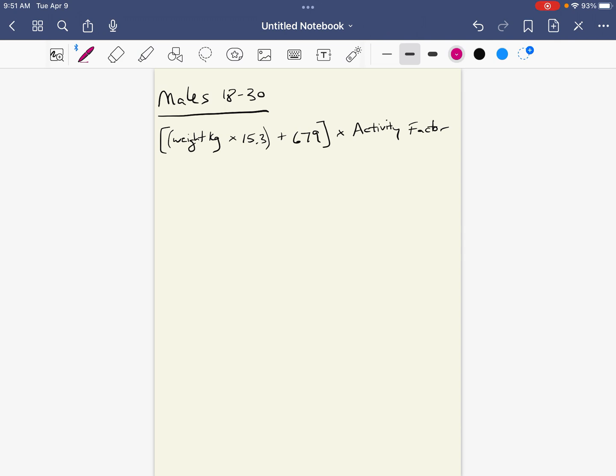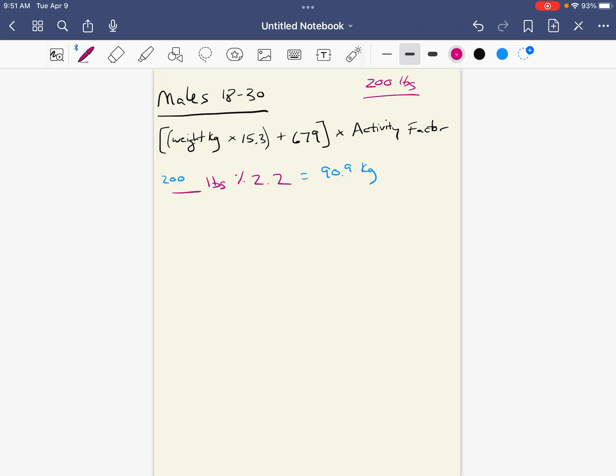I'm just going to pick an example. Let's say that our athlete is 200 pounds. You're first going to have to convert the pounds to kilograms. To convert pounds to kilograms, we take our weight in pounds and divide by 2.2. So with 200 pounds, on a separate calculator, 200 divided by 2.2 is 90.9 kilograms.